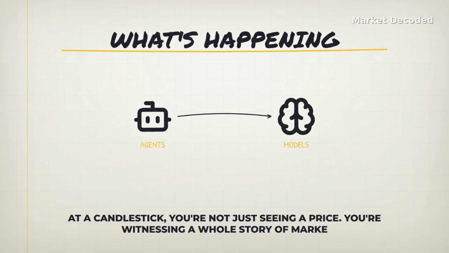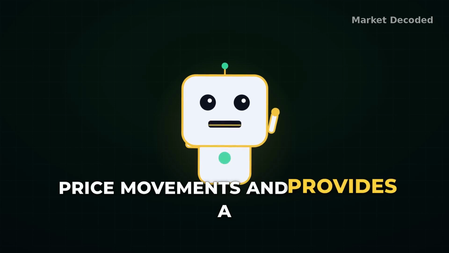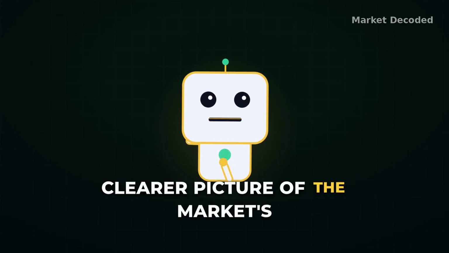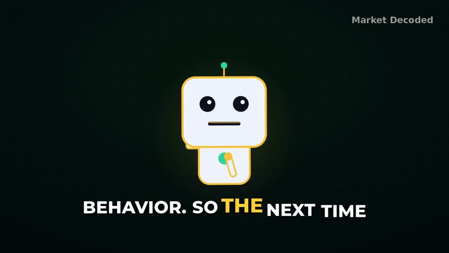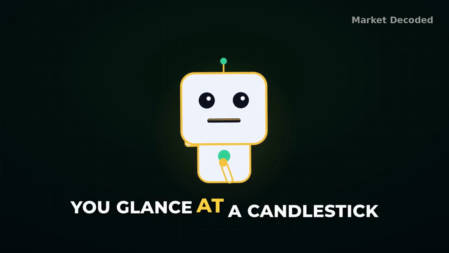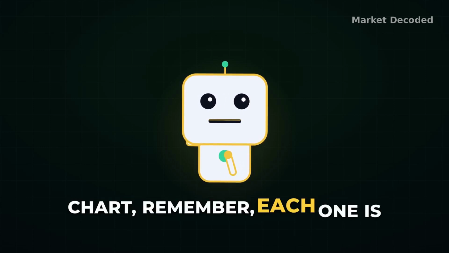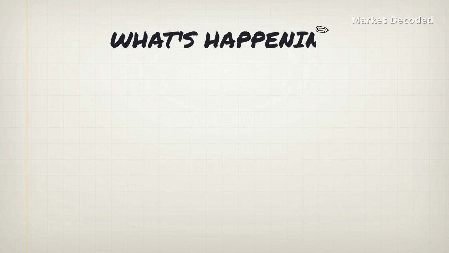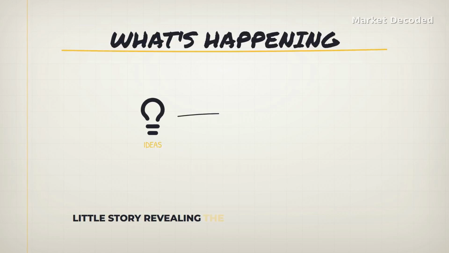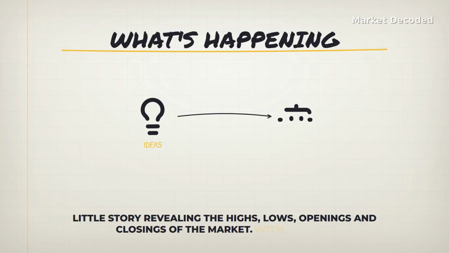Understanding this anatomy helps demystify price movements and provides a clearer picture of the market's behavior. So, the next time you glance at a candlestick chart, remember, each one is a little story, revealing the highs, lows, openings, and closings of the market. With this knowledge, you deepen your insight into market dynamics.